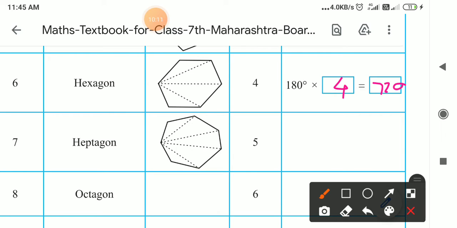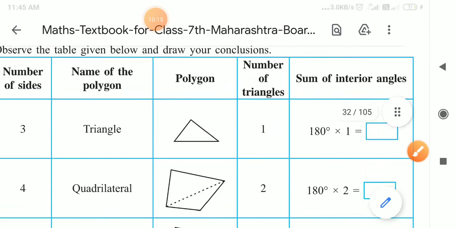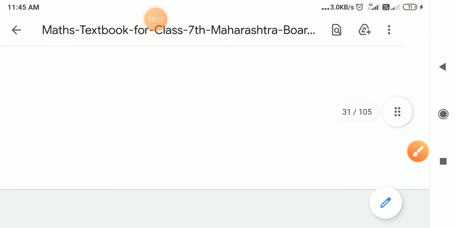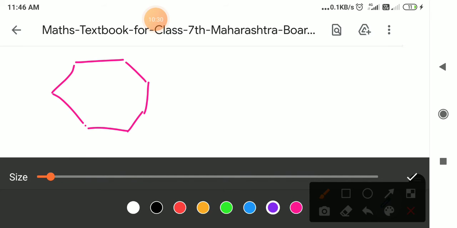Now heptagon, hepta for 7. So I will draw a heptagon here. If you see here, 1, 2, 3, 4, 5, 6, and this is the 7th side, this one is the 7th side. Check here how many sides are there: 1, 2, 3, 4, 5, 6 and 7.